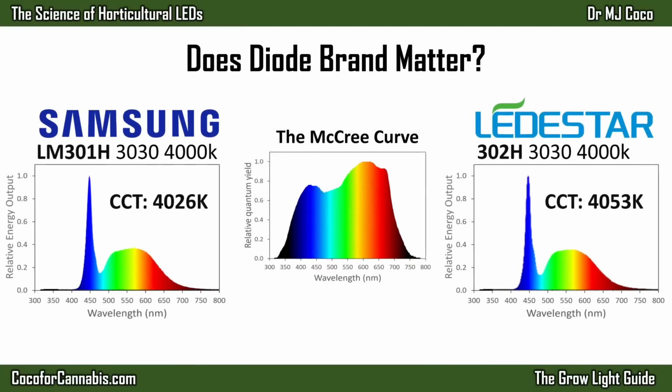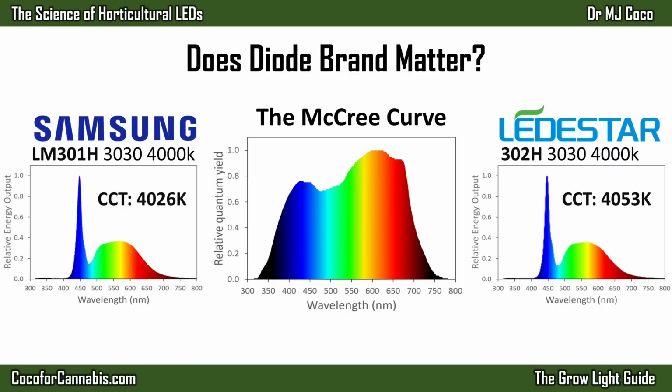Let's look back at the McCree curve. This shows how plants respond to different levels of light. There are certainly similarities to the diode output curves, with two peaks, but according to the McCree curve, the plants prefer more red light. This is why most grow lights use both full spectrum diodes and deep red 660 nanometer diodes. The 660 nanometer diodes are very efficient and they complement the white full spectrum light.